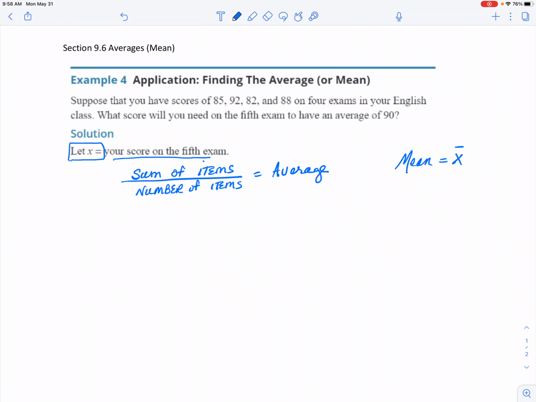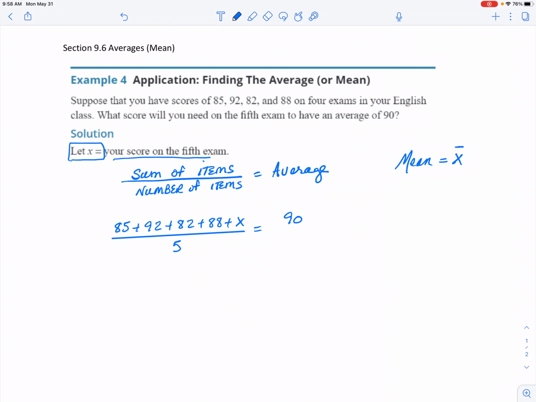So for the numerator of the fraction, I'm going to put down the scores that I know. Those are the 4 I know, and then here's the 5th one, which I don't know. So that's the sum of all the items. The number of items once I take that 5th exam will be 5, and I want that to average out to 90. So I can make an A.